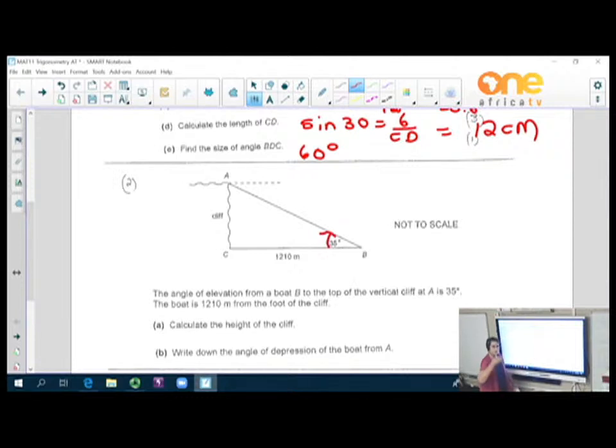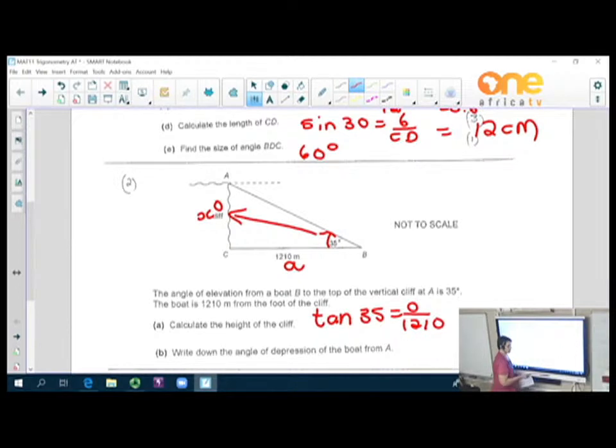Question 2. The angle of elevation from the boat, this is the angle of elevation upwards, is 35, and the boat is 1,210 meters from the foot of the cliff. Calculate the height of the cliff. This is what we want to calculate. Which function? It's tan. This is opposite, this is adjacent. So tan 35 is equal to the opposite over 1210. Which method? Top times, you just multiply the two there, and I have 847. I rounded it off to 3 significant figures, 847.